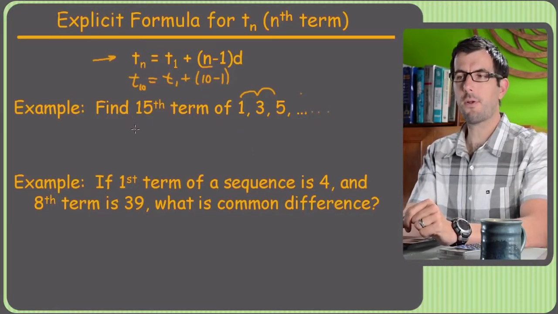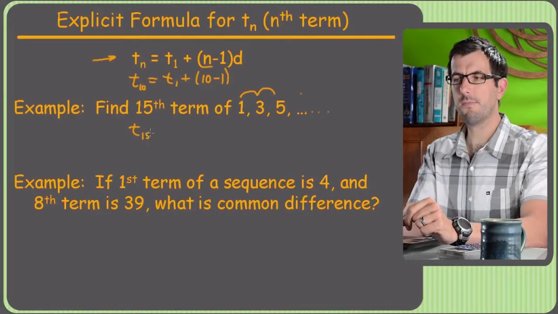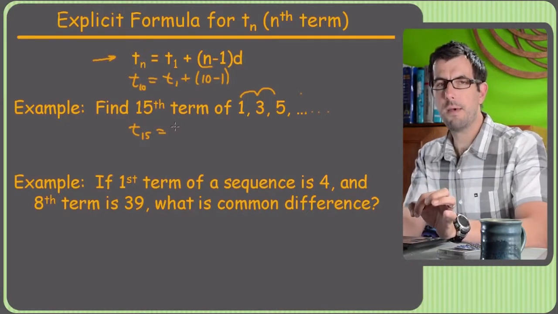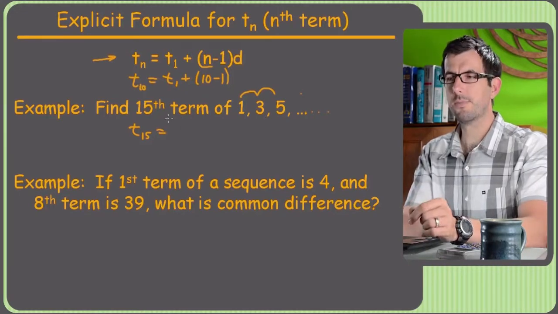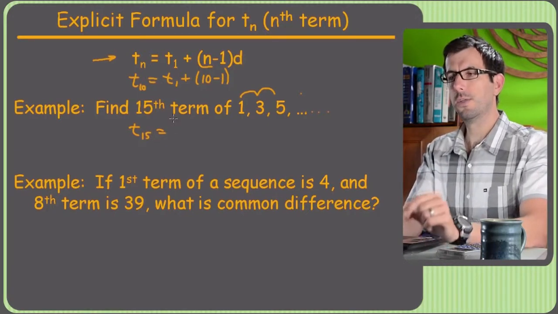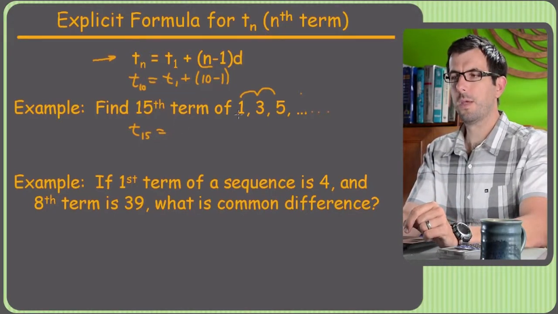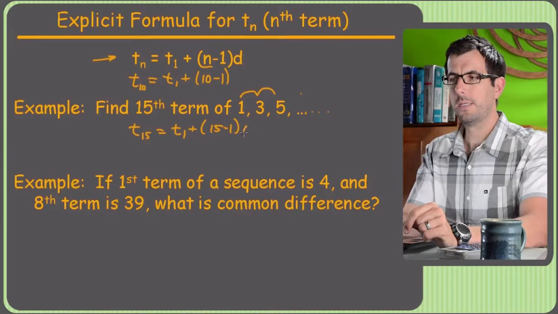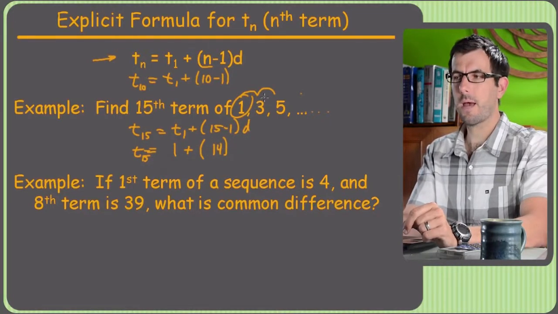So the question is, find the 15th term. Well, if I wanted the 15th term, that's just t sub 15. And I'm saying t sub 15, meaning subscript 15. That little 15 is small and it's down, so they call it subscript. So t sub 15 is going to equal t sub 1 plus 15 minus 1 times d. So let's just plug in the numbers we know. t sub 15 is going to equal t sub 1, which is 1. So that's just the first term. 15 minus 1 is 14, and then d is that common difference, which is 2, right? Because we're jumping 2 to get from term to term.